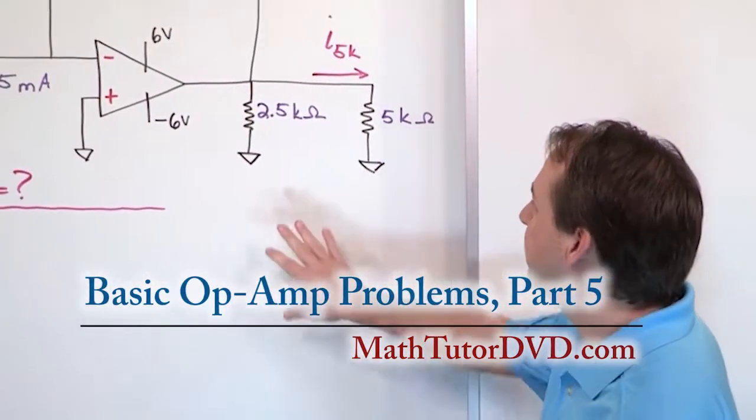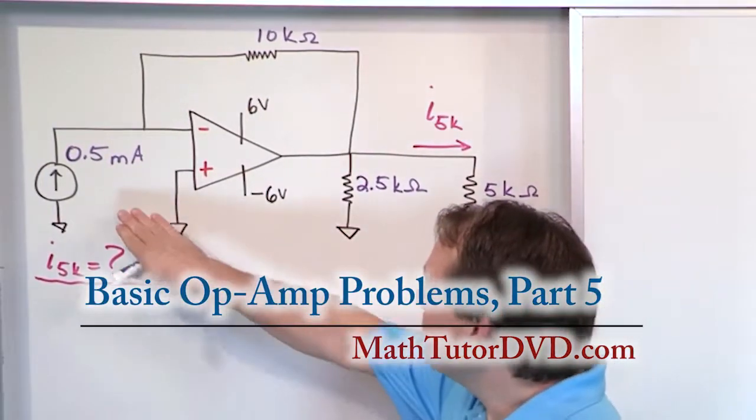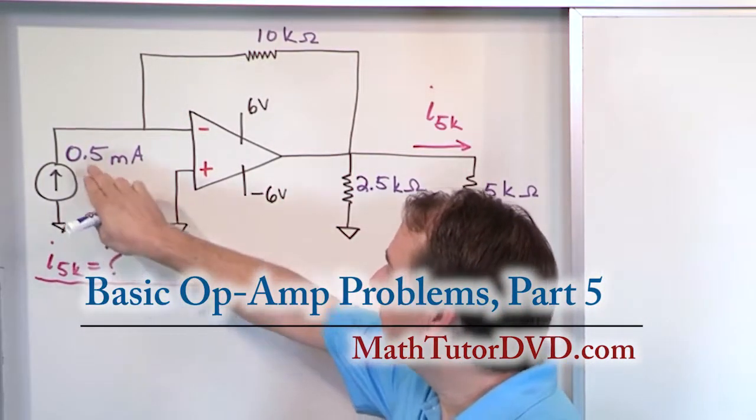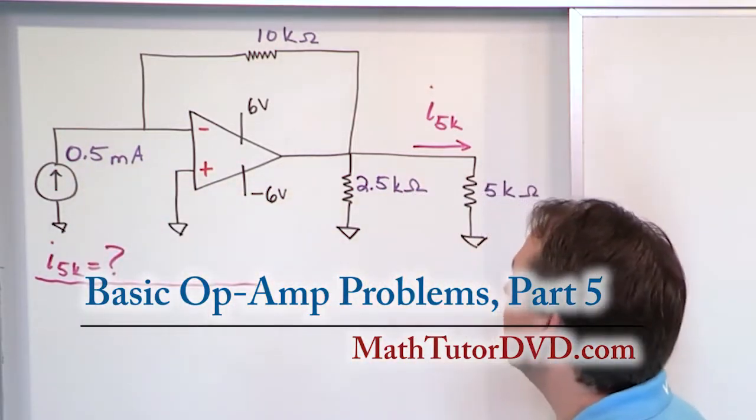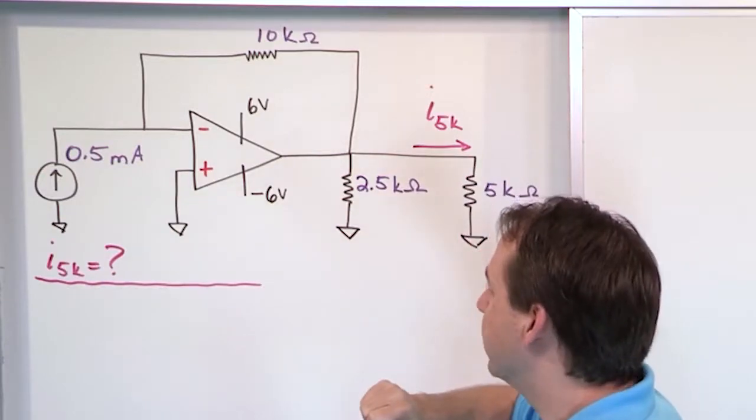We're going to solve this problem here on the board. In this case, it's a little different because we have a fixed current source of half a milliamp. Usually we have a voltage source here. This is a constant current source.